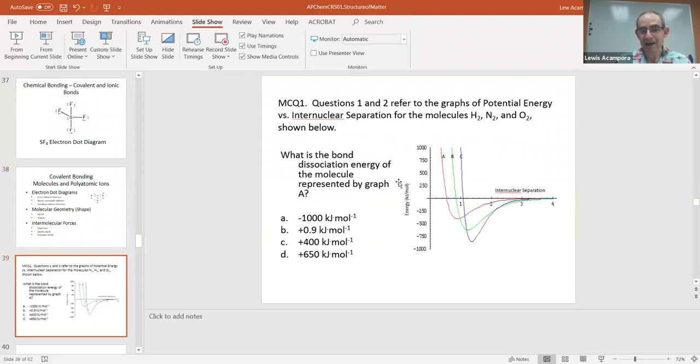as we look at that, one classic graph that you should be familiar with is what's called a Lennard-Jones graph. And it shows for, in this case, three different molecules, how the energy, the potential energy on the vertical axis, varies with internuclear separation. Notice all three of these graphs, when I get to large distances, these particles are far apart. There's no energy of interaction.